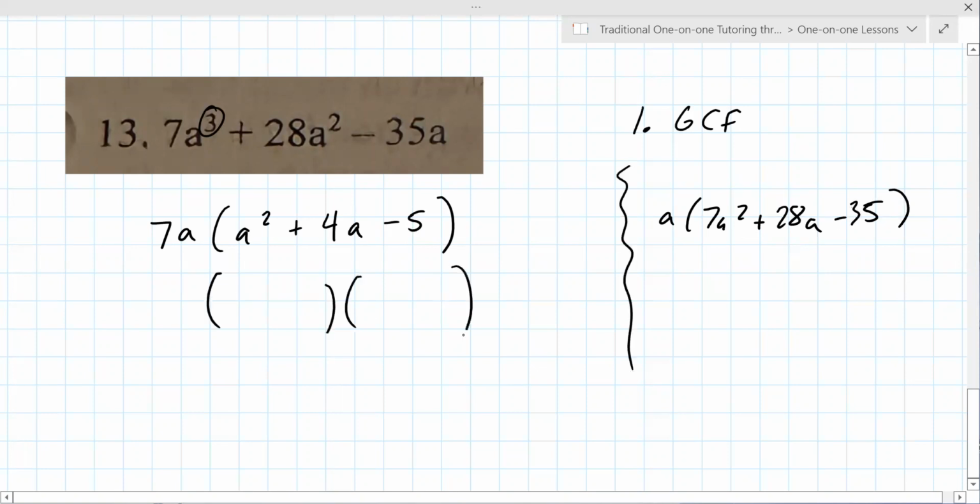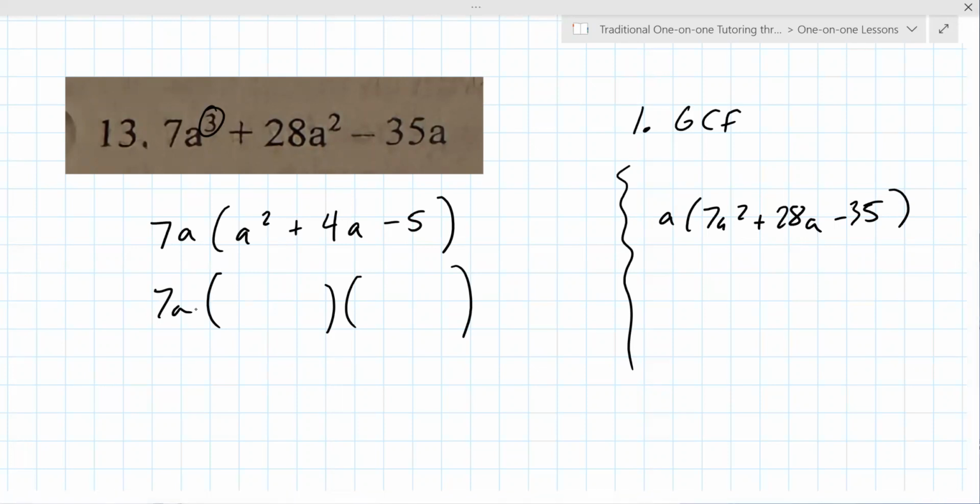What does this factor to? Wrong word. What does this factor to here? A squared plus... minus 5. So what adds to minus 5? That's 4 away.